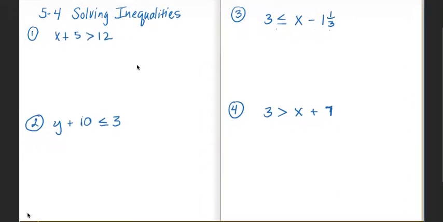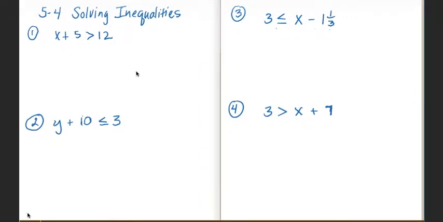Alright, this lesson is 5-4, Solving Inequalities. And you'll find that when you solve an inequality, it's very similar to solving an equation. There'll be a little part to it later in the lesson that I'll tell you about that is different. But at the beginning here, I want to show you ones that we solve just like we would solve an equation. We want to isolate the variable x.